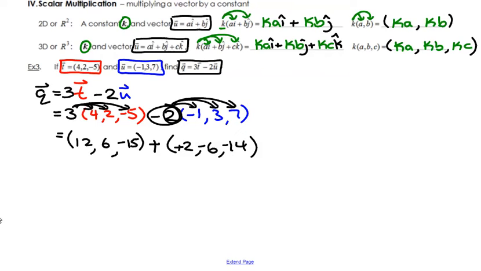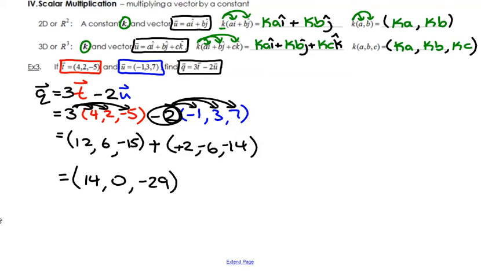Why don't we just continue this way? Let's add them together now. Take the x components: 12 plus 2 is 14. 6 plus negative 6 gives you 0. Negative 15 plus negative 14 is negative 29. So that's going to be the vector q.